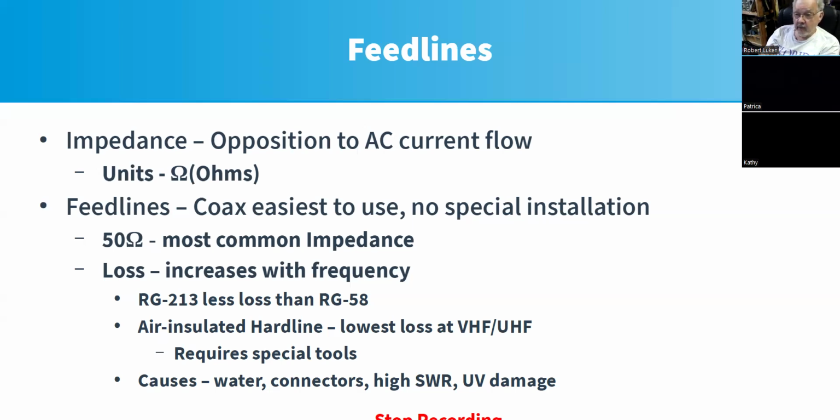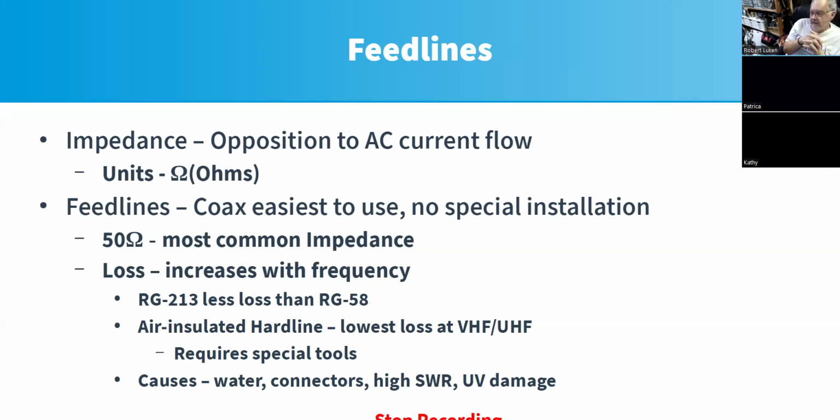There are losses associated with the coax. It's not perfect. And the higher the frequency, the more the loss. So essentially larger diameter coax, and also depending on the type of dielectric or insulation that's in it, will have less loss than smaller ones. So when we say RG213, that's a nomenclature for kind of a standard half-inch diameter 50 ohm coax.